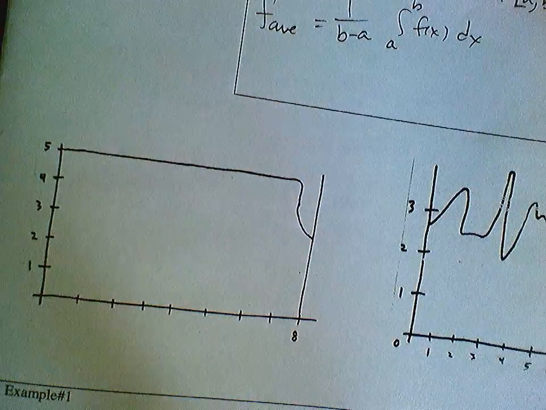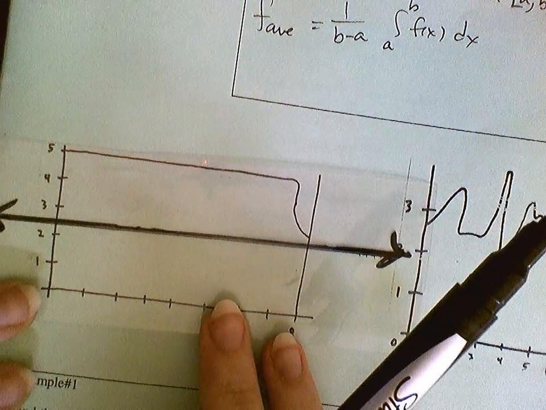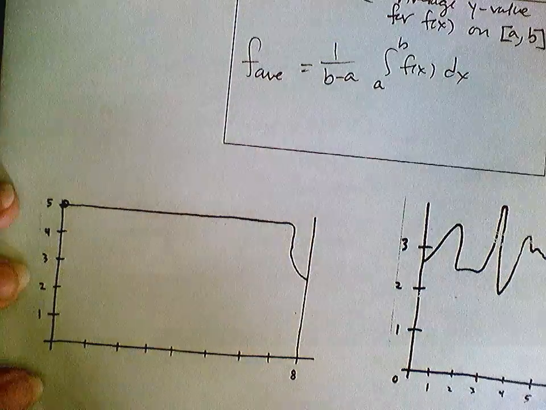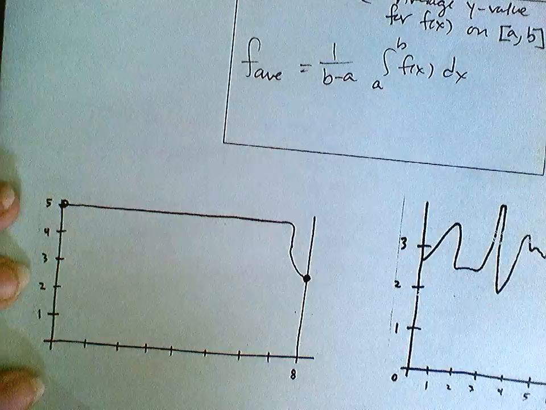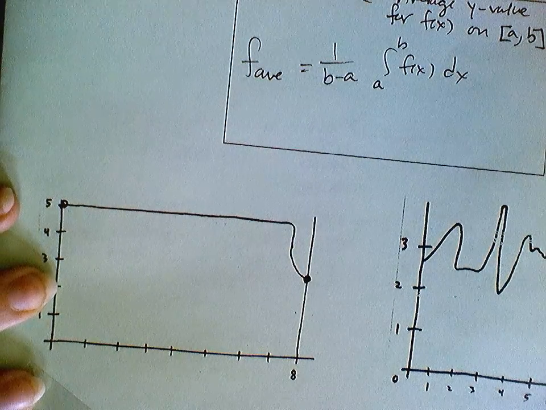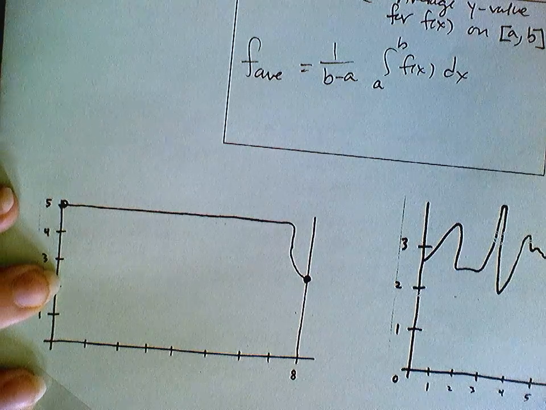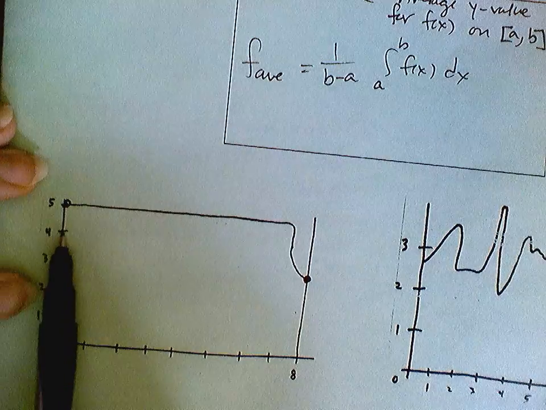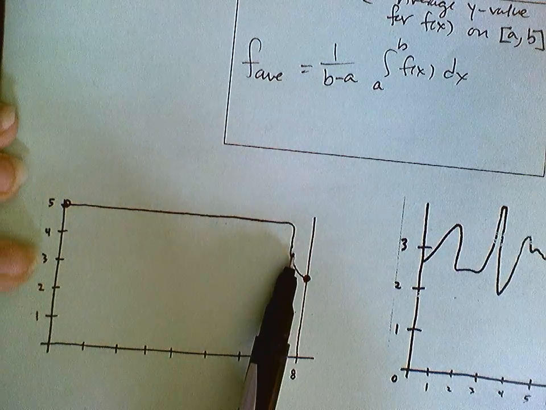So a way that you would do this graphically is you would take a horizontal line. Well, let me say this first. The highest y value is 5. The lowest y value is 3. So you might say, oh, we'll just average the highest and lowest y value. So the average of 5 and 3 is 4. So you might think that 4 is the average y value.